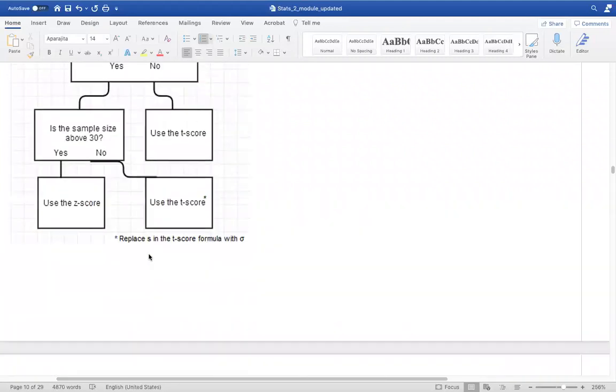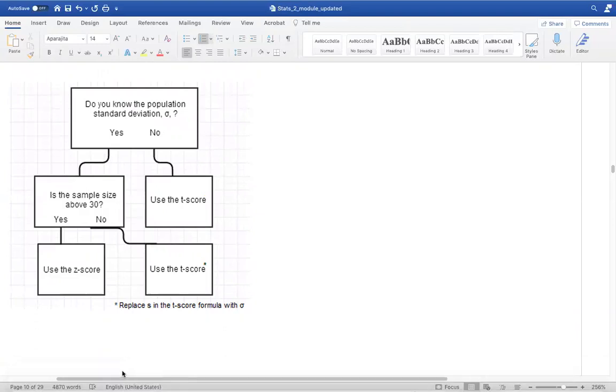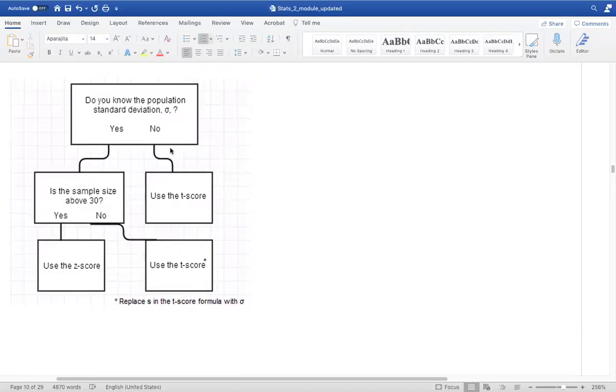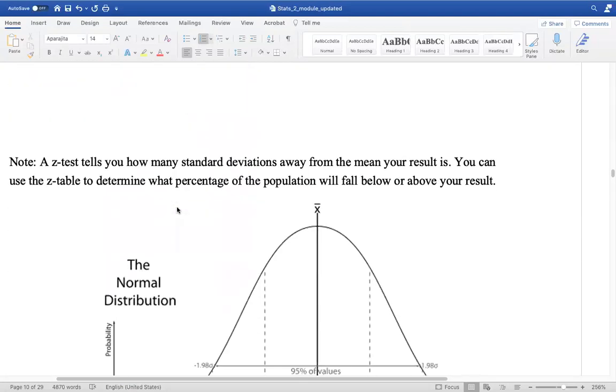So that means most of the time the t score will be helpful. Sometimes, guys, if you don't know the standard deviation, even if you have more than 30 records, you should use the t score. We use it when we don't know the population standard deviation.